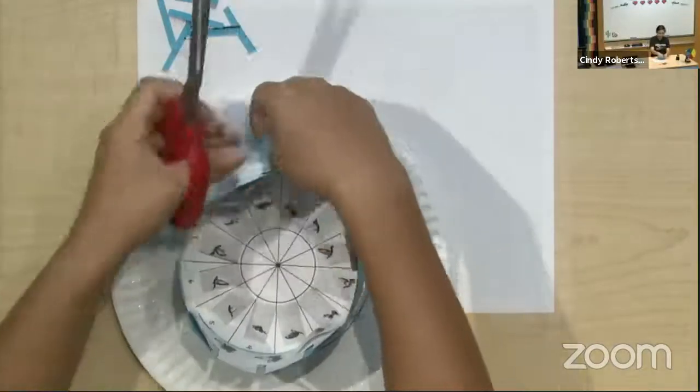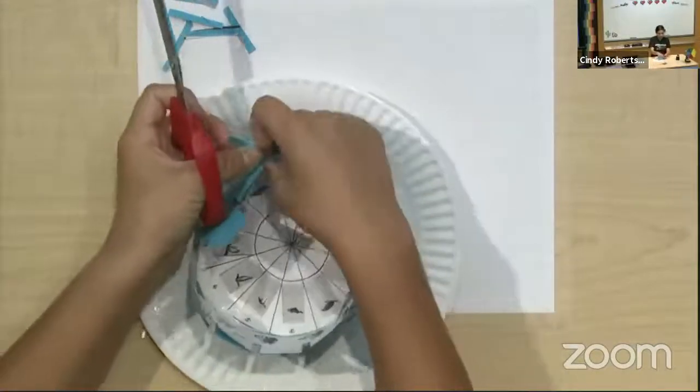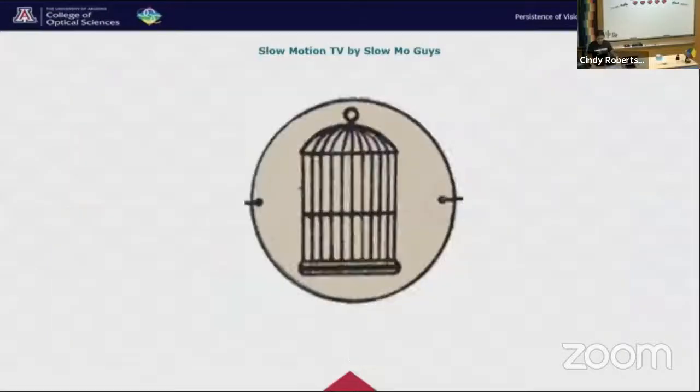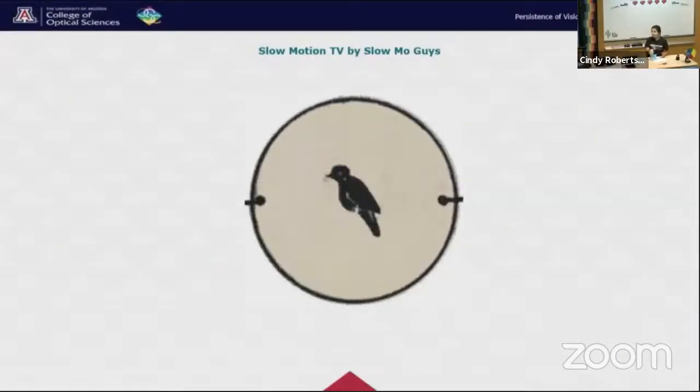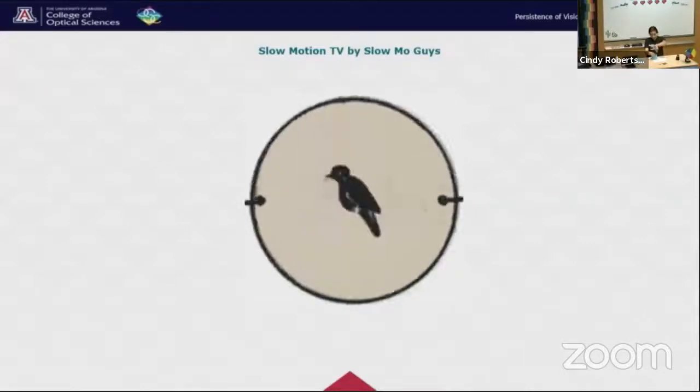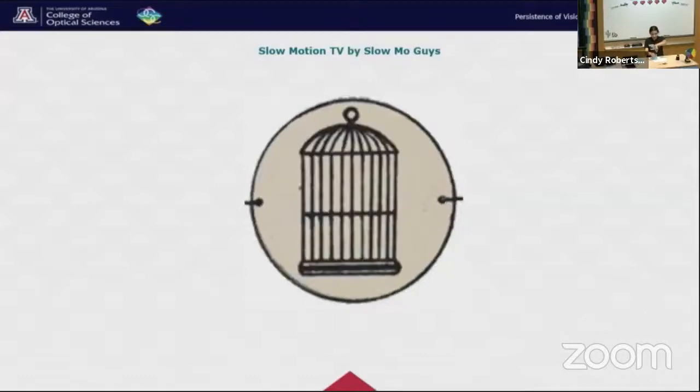Okay, and while we are doing this, I'm going to show you a quick video. So this little graphic, I'm gonna wait till you guys can see it. Okay, so this is actually 2 different images.